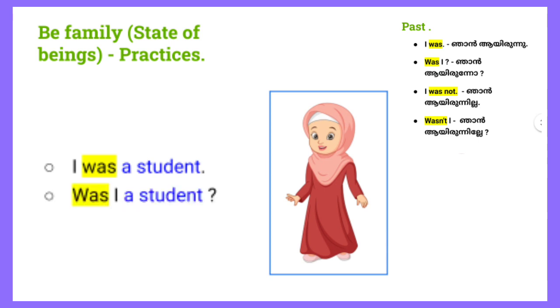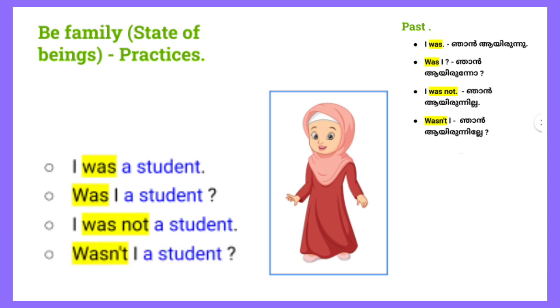Was I a student? The negative form is, I was not a student. C is the question form of the negative, wasn't I a student? Okay, so my dear children, we have to repeat this. I was a student. Was I a student? I was not a student. Wasn't I a student? Okay, we use I here.